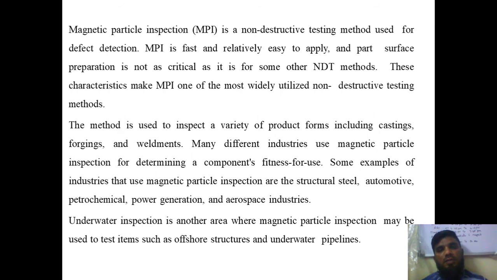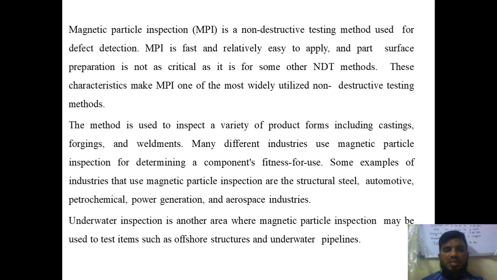Okay, magnetic inspection is a non-destructive testing method that is generally used to detect deflections of the magnetic field. This is one of the fastest and relatively easy to apply, and part surface preparation is not critical, because it does not require any kind of part preparation. In liquid penetrant testing we observe that the part should be prepared very accurately, but in this it is not a big task. Okay, these characteristics make MPI, the magnetic particle inspection technique, one of the most widely used NDT techniques.